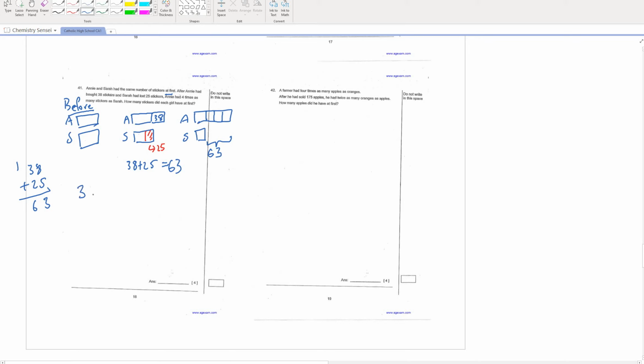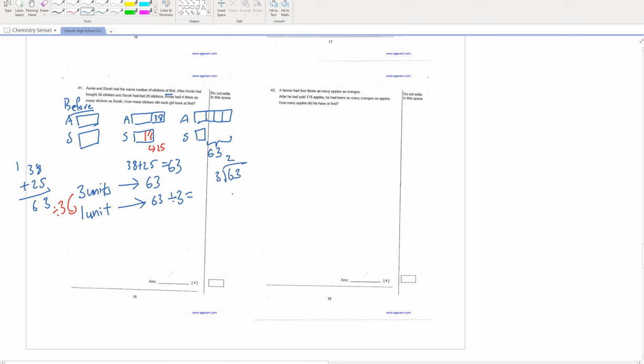So 3 units represent 63. Let us find out 1 unit. In order to find 1 unit, we have to divide by 3 on the left hand side. So when we divide by 3 on the left hand side, we divide by 3 on the right hand side. So let's find out what is 63 divided by 3.